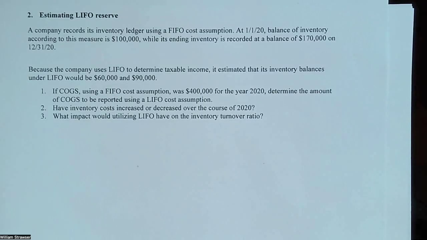So this video's problems are all about the LIFO reserve. This is an exceptionally important account because most companies do use LIFO for their cost flow assumption. If they do, they are required to have a LIFO reserve. The idea is they want to allow users of financial statement information to compare COGS and inventory turnover for two companies, regardless of what cost flow method they use.